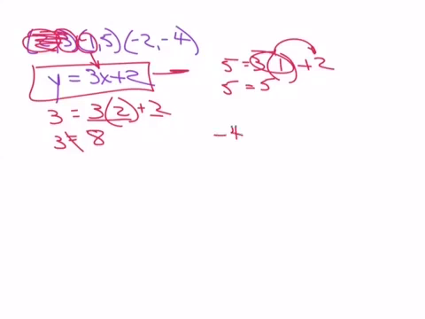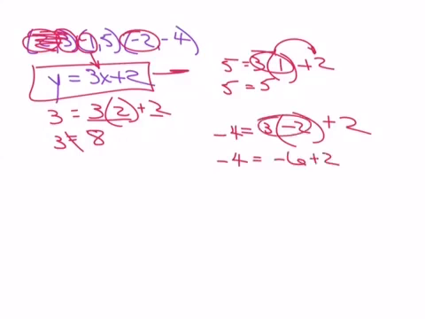Now (-2, -4): -4, my y value, equals 3 times -2 plus 2. So -4 equals -6 plus 2. So -4 equals -4. Okay, so this works, (1, 5) and (-2, -4) work. But this one did not work. It was just some random number out in La La Land somewhere that we just stuck in there and it didn't work.